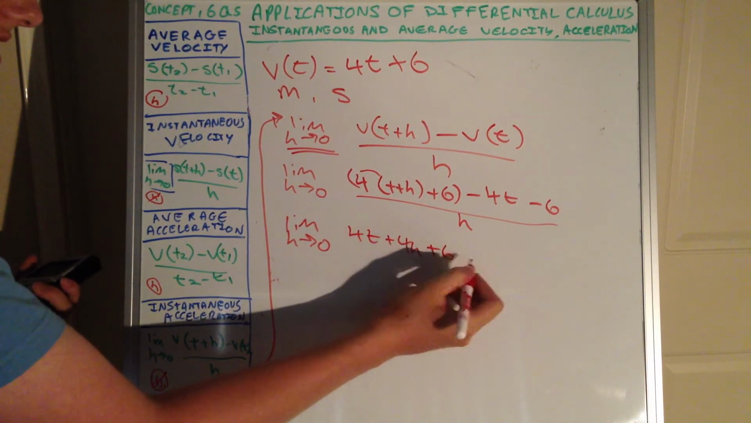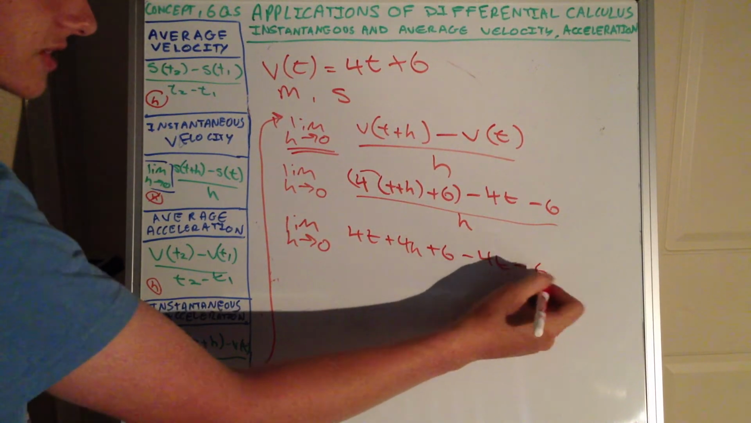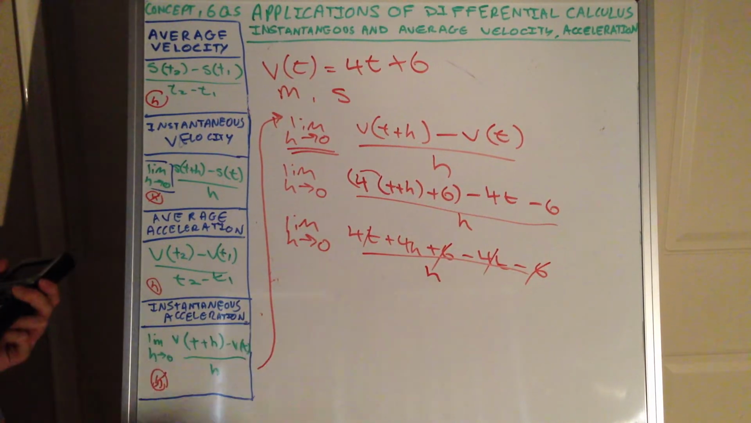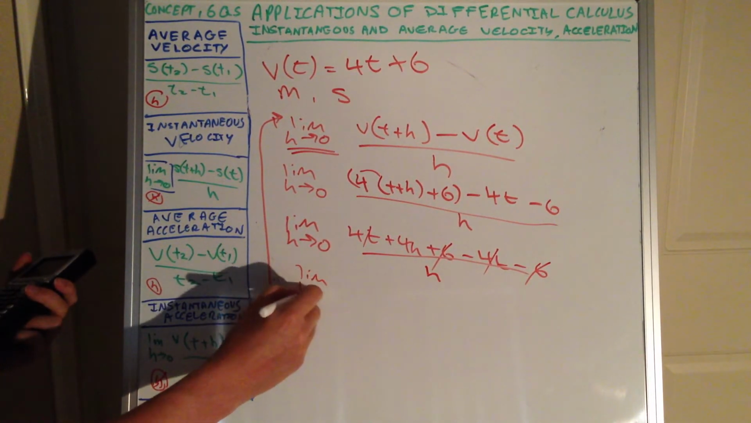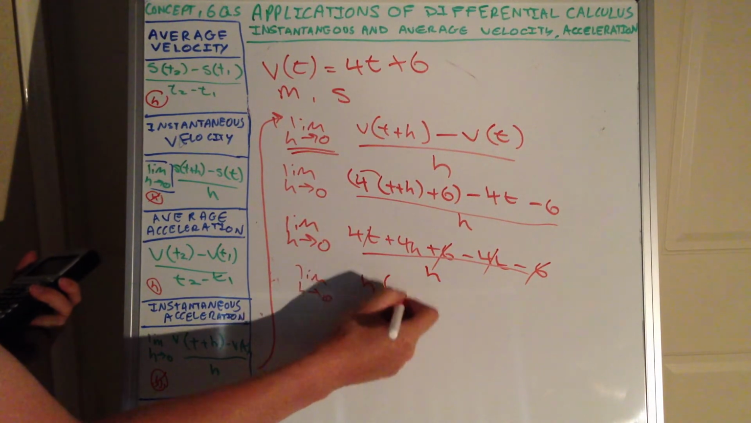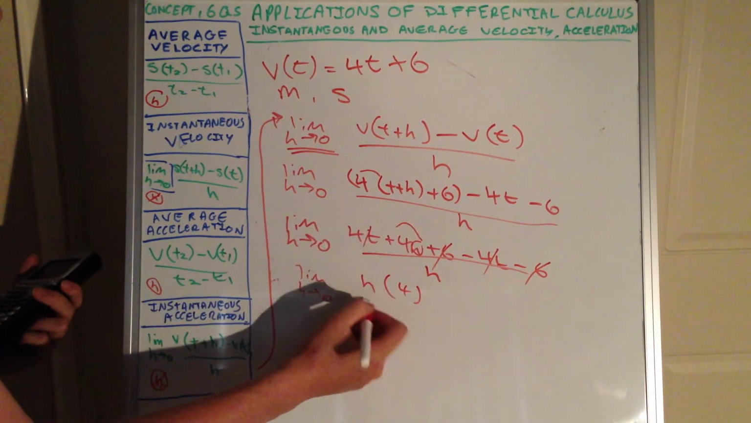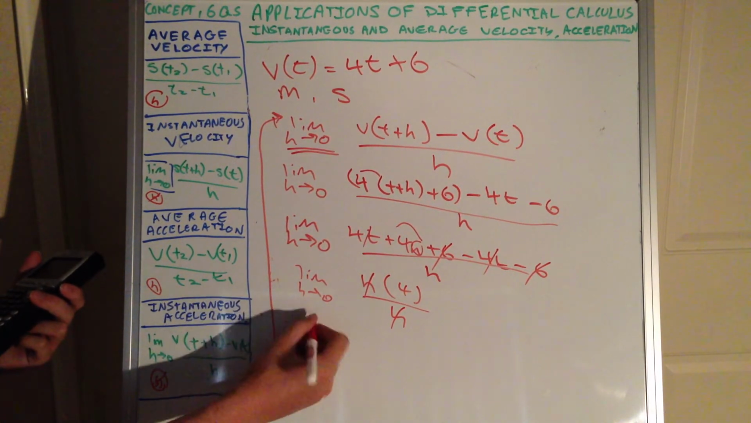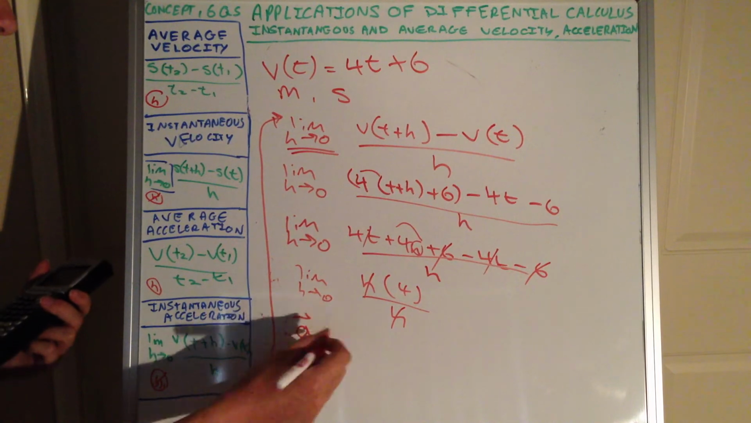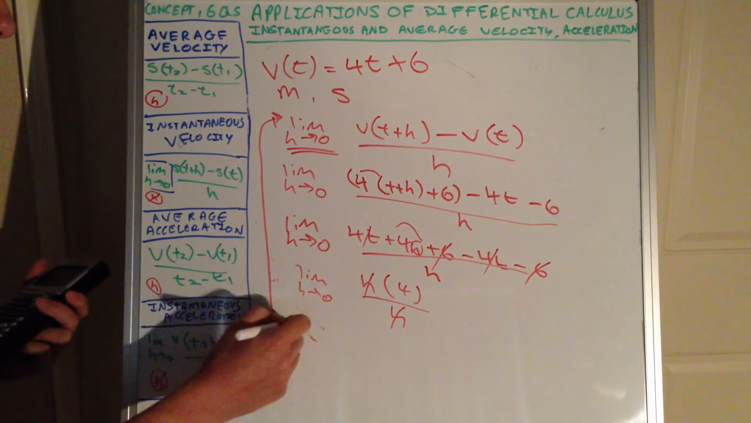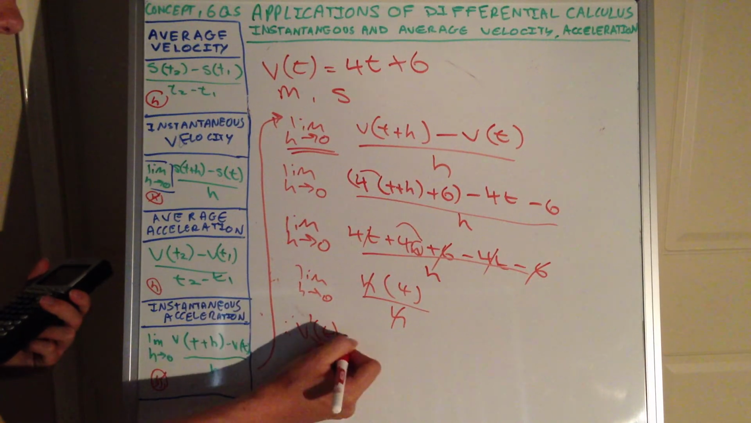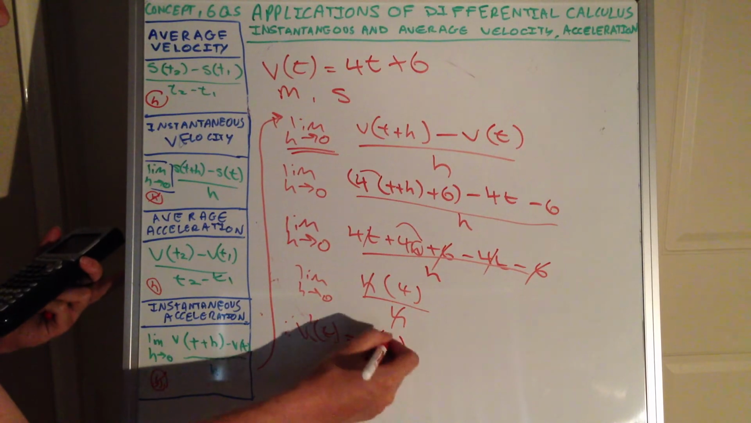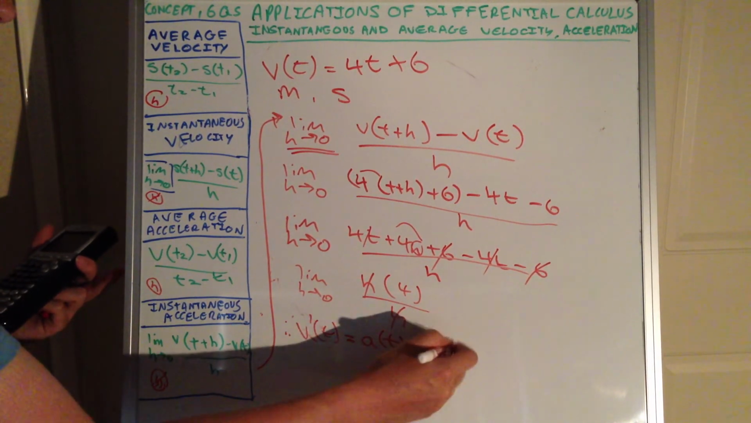4h plus 6. Take 4t, take 6, and we cross out the 6 terms, cross out the 4t terms, and it's all over h, and therefore the limit as h approaches 0 is going to be h lots of 4. Again, I'm just moving that h out the front, over h. So therefore instantaneous velocity, or should I say instantaneous acceleration, sorry, I'll write it as v prime of t, which is essentially the derivative of the velocity function, but it'll be obviously the a of t now as well, and that will be 4 meters per second squared.